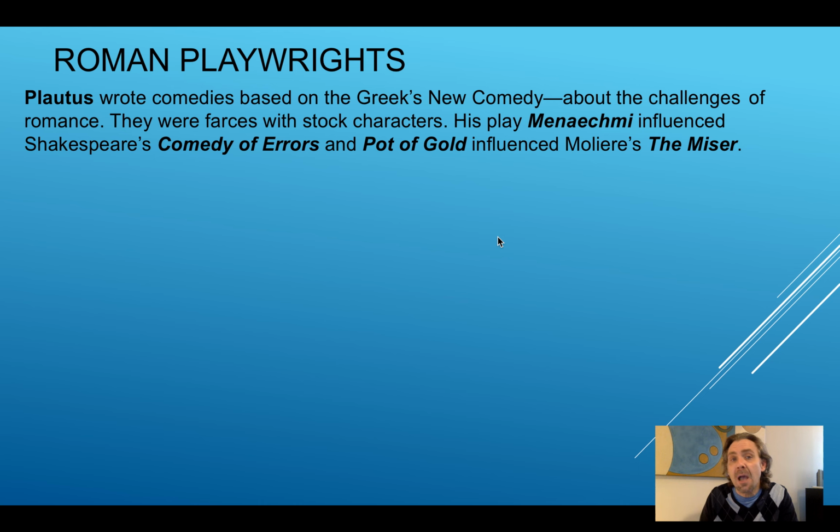His play Monogamy actually influenced Shakespeare's play Comedy of Errors, and Pot of Gold influenced Moliere's play The Miser. So Monogamy and Pot of Gold are both plays written by Plautus. These two plays ultimately influenced, during the Renaissance, the English playwright William Shakespeare and the French playwright Moliere.